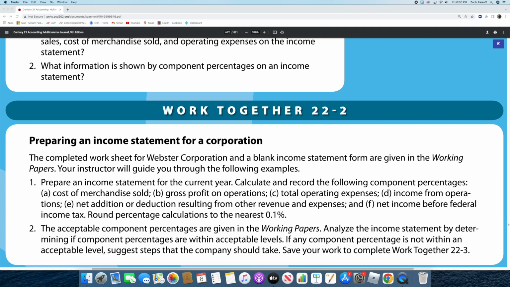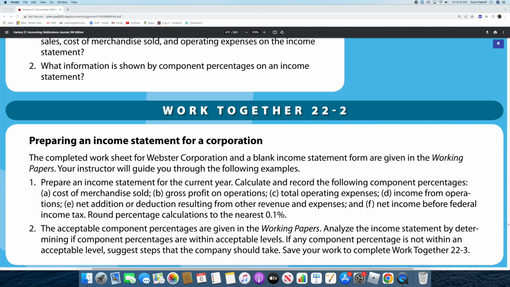And for number 2, the acceptable component percentages are given in the working papers. Analyze the income statement by determining if the component percentages are within acceptable levels. If any component percentage is not within an acceptable level, suggest steps that the company should take, and save your work to complete Work Together 22-3.